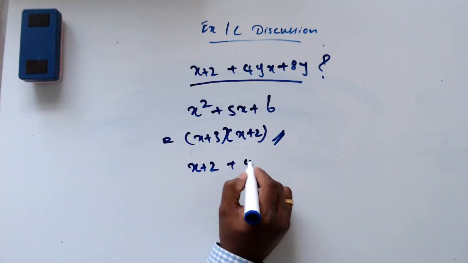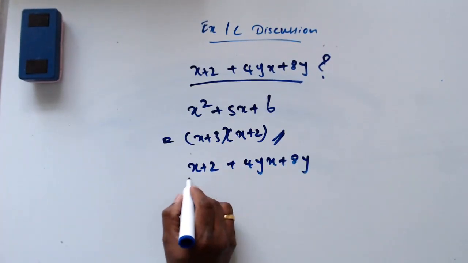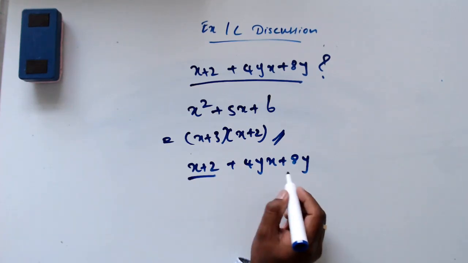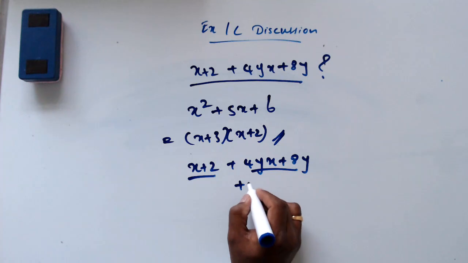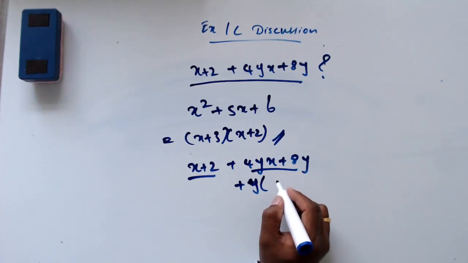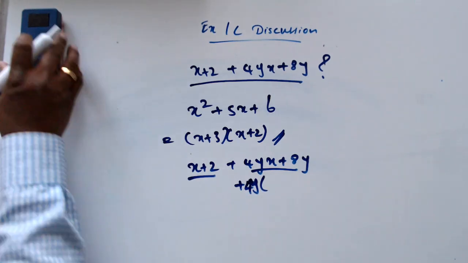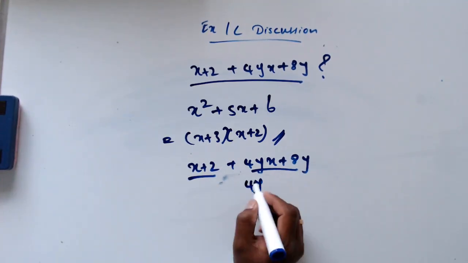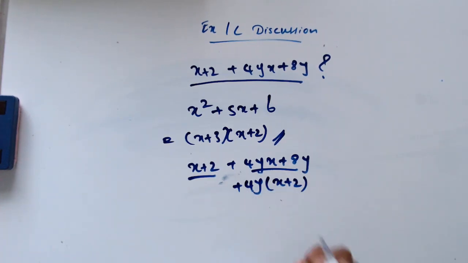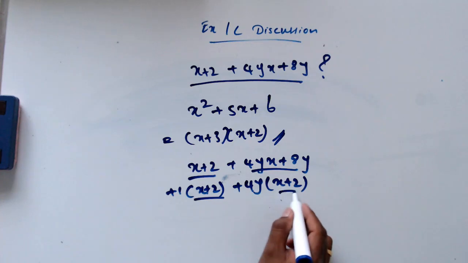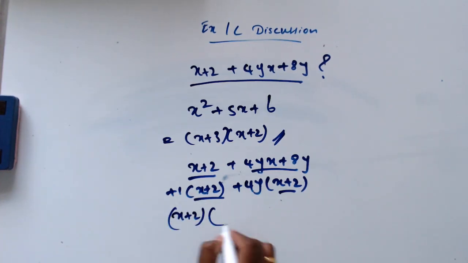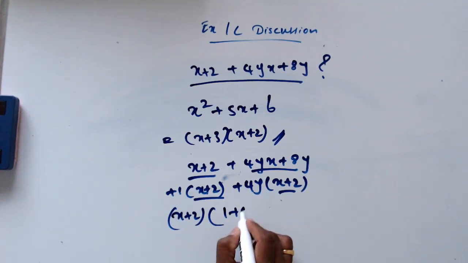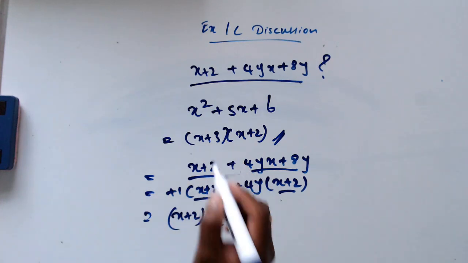x plus 2 and 4y x plus 8y. You can see x plus 2 is there, and when I look at this one, plus y is common. So this is going to be plus y, and this is 4y. You can see that 4y is common to those two. When I take out plus y and 4y, you can see x plus 2 is there. Now x plus 2 is common from both expressions. When you take x plus 2 out, the answer is 1 plus 4y. So when you multiply back, you will get the answer.